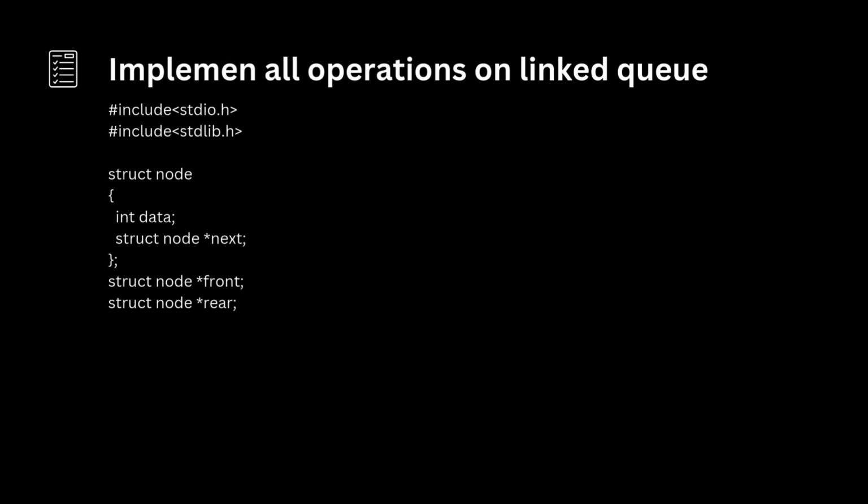Let's write the main function of this program. The main function is the entry point of the program. It returns void, indicating that it does not return any value. Int choice. This variable is used to store the user's choice for the menu. This loop continues until the user chooses to exit, that is, until the user enters 4.